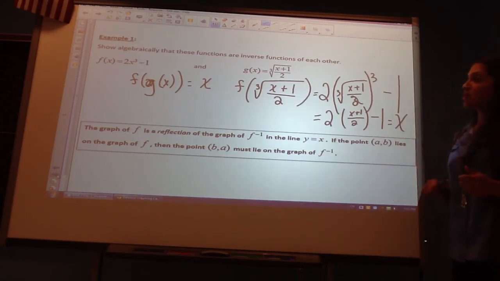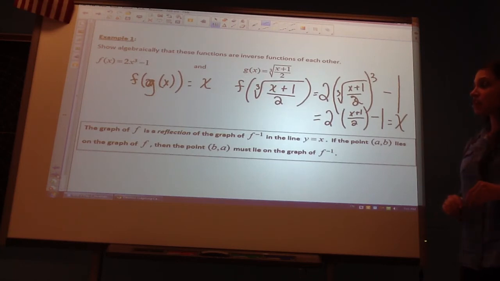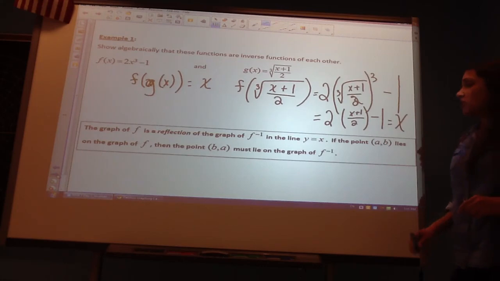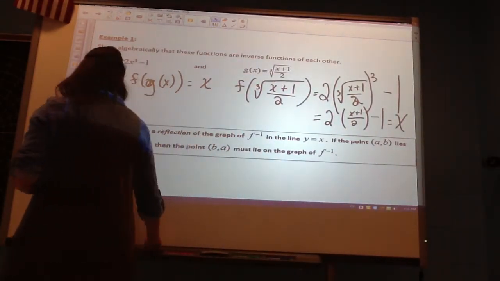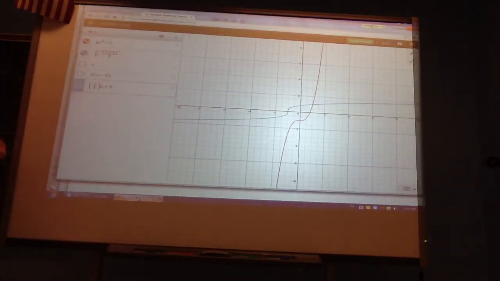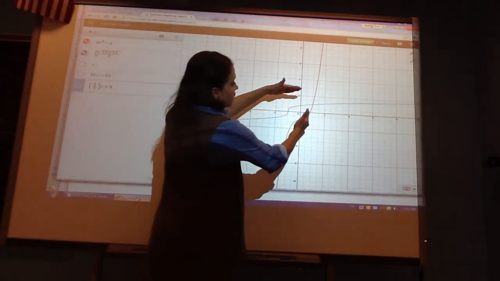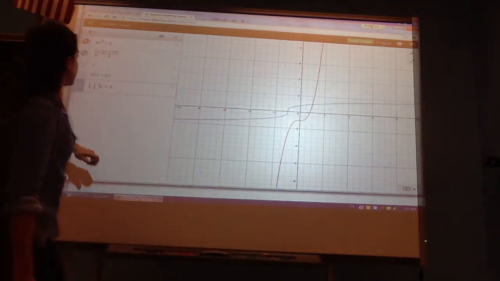The last thing on this page says the graph of f is a reflection of the graph of the inverse in the line y equals x. Let's take this example and see exactly what that means. If I look at these two graphs, the first graph in red is 2x cubed minus 1. The graph in blue is the cubed root graph of x plus 1 divided by 2. Notice that they are just a reflection of the line y equals x.